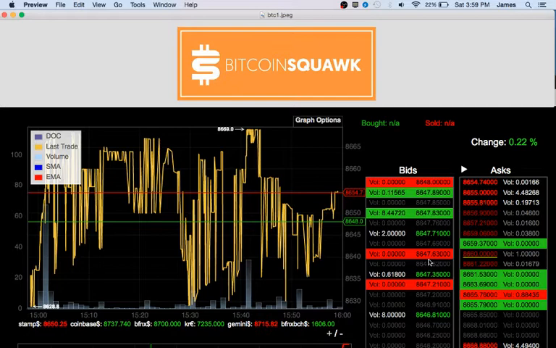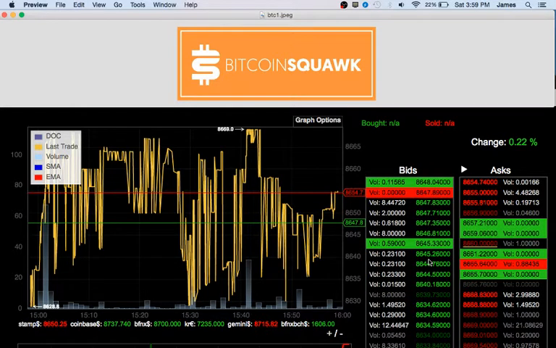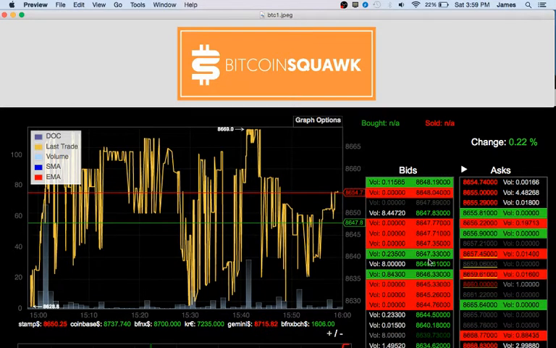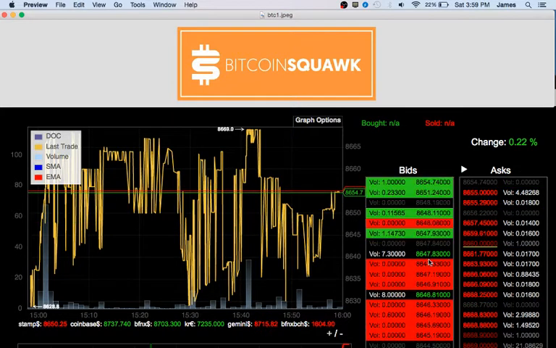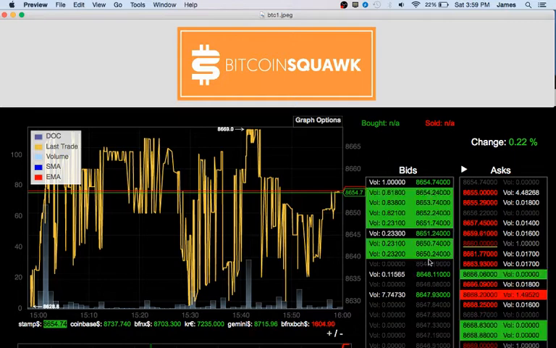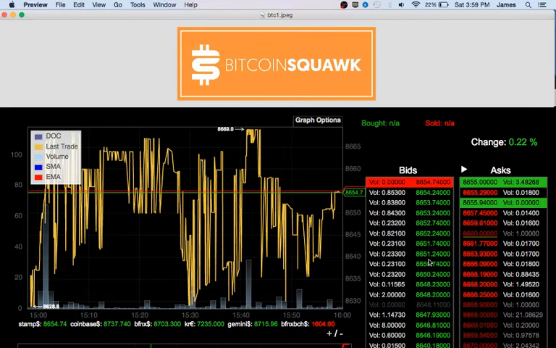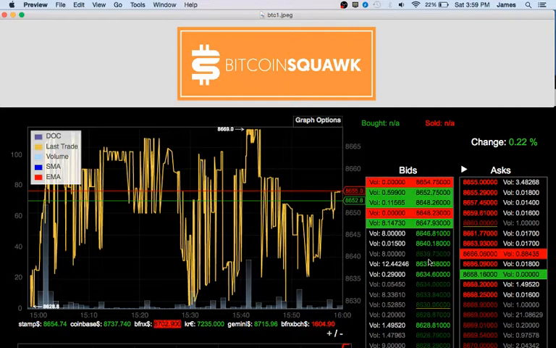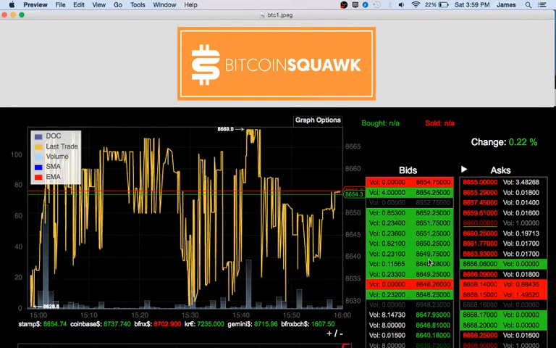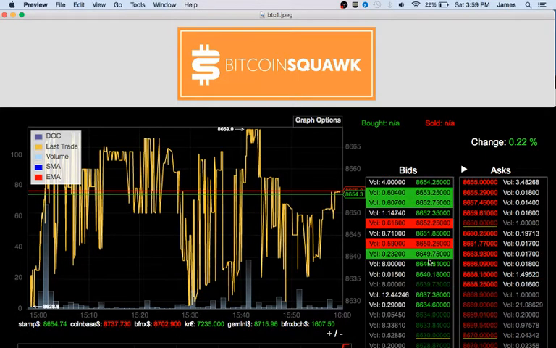$48 bid, 54 offered. Chop. Be careful. Nothing to do. Nothing going on here, ladies and gentlemen. 54 bid, offered 55. Tight market, very tight market. At this price, at this moment, that changes very quickly.